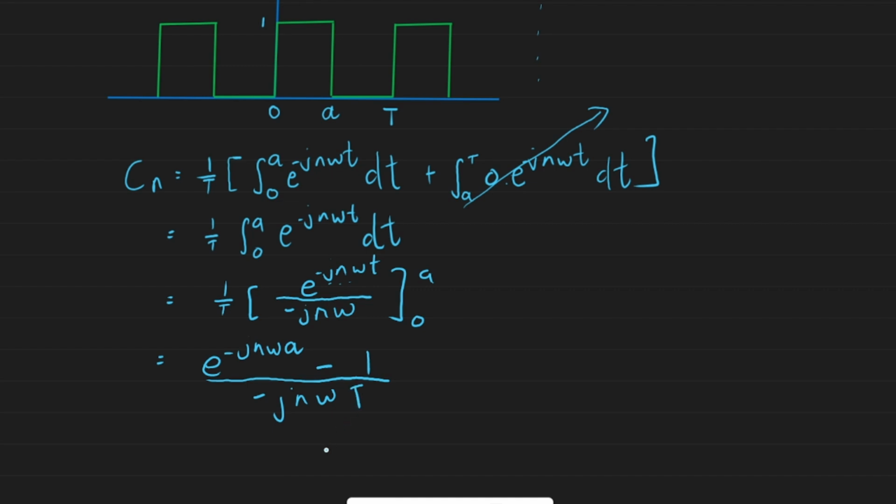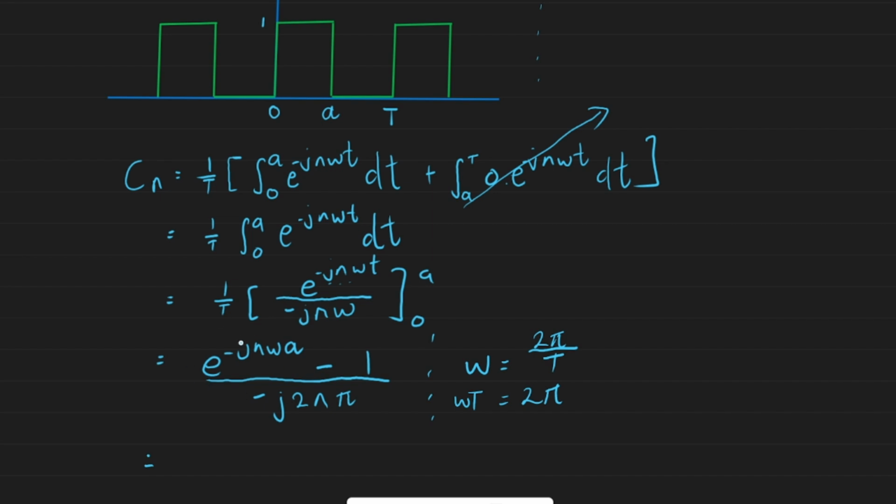What we're going to do now is use some of the knowledge from the previous video, in which we said that the angular velocity is equal to 2 pi over t. So we're going to get rid of this t in the denominator here. We have omega t, so omega t is equal to 2 pi. We're just going to replace this omega t in the denominator with 2 pi. We'll just have minus j times 2 times n times pi. We just substituted that in.